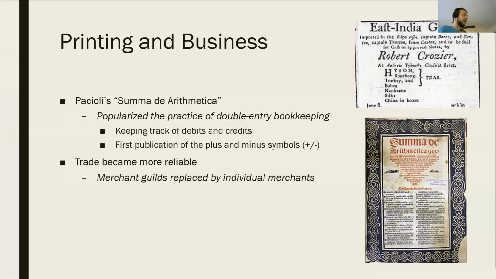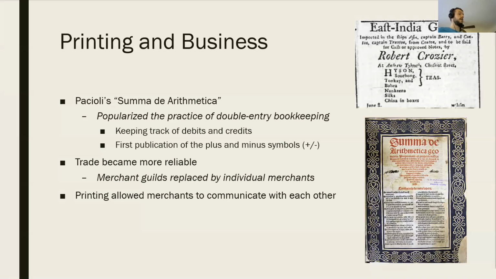And because of this, the former guild system, these organizations around particular business interests, began to be replaced by individual merchants. So people were able to engage in business more independently because trade was more reliable. They didn't need to rely on an institution like a guild. So this was another societal change that had happened because of this.